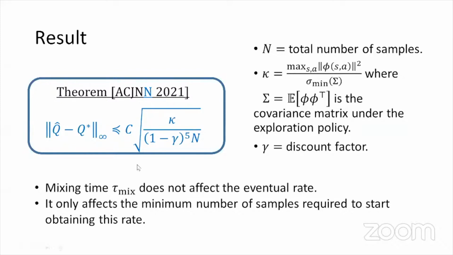Okay. So one important point to note here is that even though the mixing time of the policy, or the Markov chain, actually comes up in the buffer size requirement in terms of memory requirement, it actually plays no role in the eventual rate of convergence.